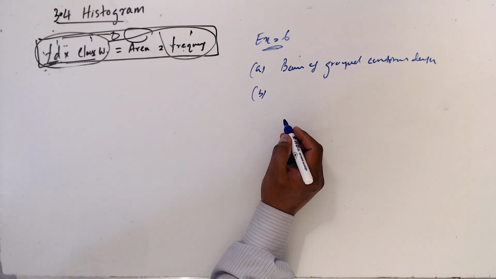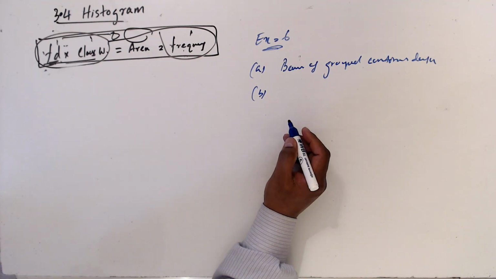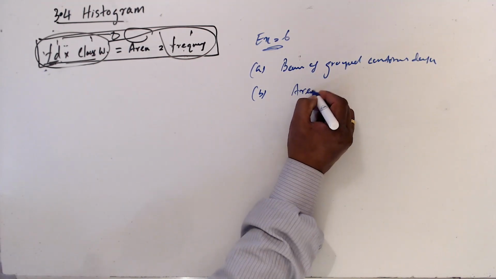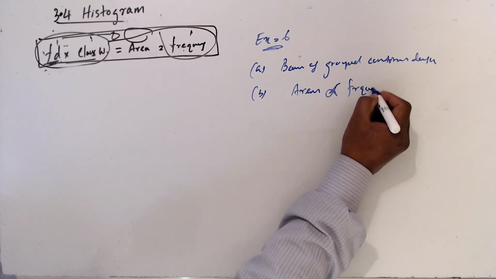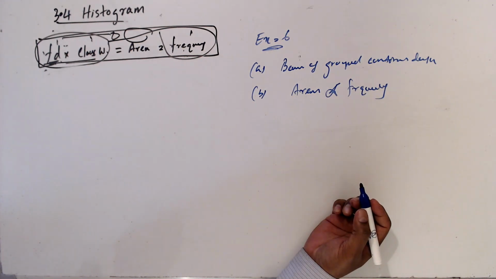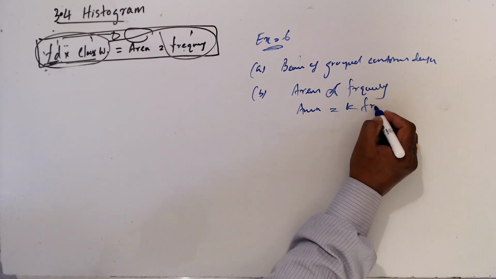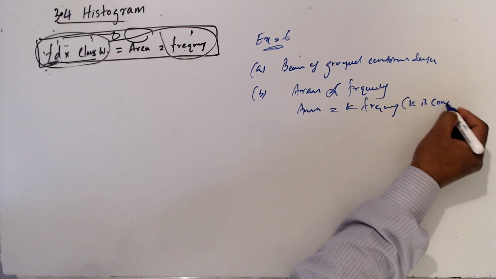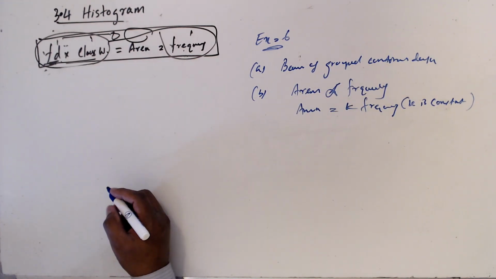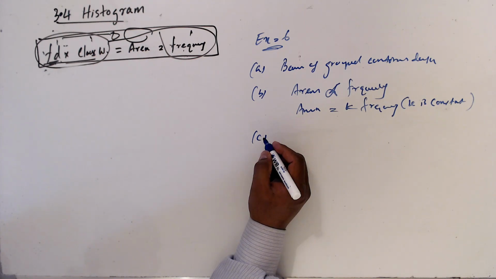Part B: write down an underlying feature associated with the bars of a histogram. So we know that area is proportional to frequency, or area is k times frequency, where k is a constant. And part C: show that each day is represented by an area.